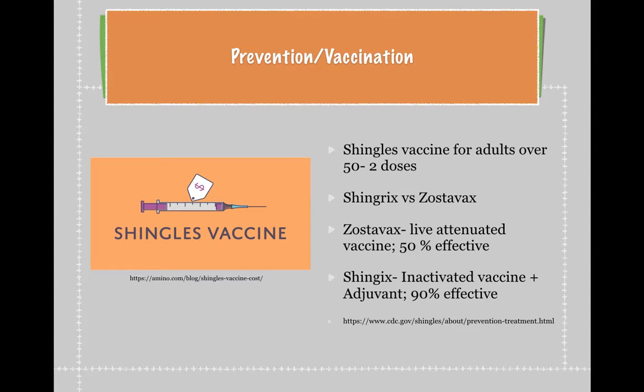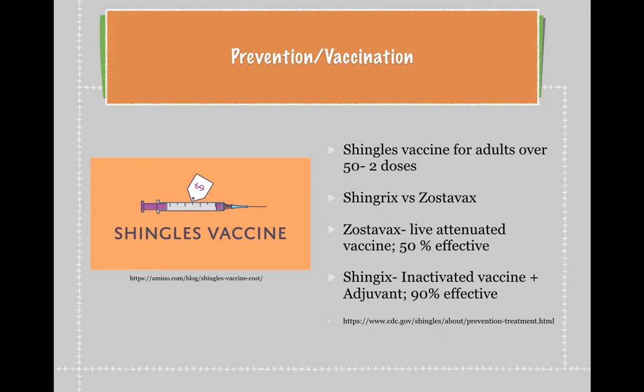The best way to prevent shingles is to vaccinate against it. The CDC now recommends a shingles vaccine for all adults over 50. This vaccine involves 2 doses. There are 2 types of vaccines out on the market: Shingrix and Zostavax. Zostavax contains a live attenuated vaccine, and this is about 50% effective in preventing shingles. Shingrix contains the inactivated vaccine plus adjuvant, and this is 90% effective.